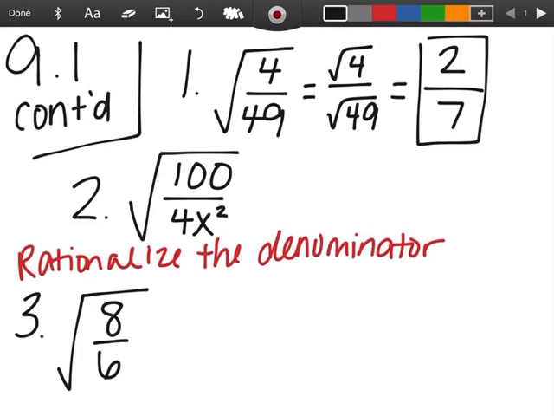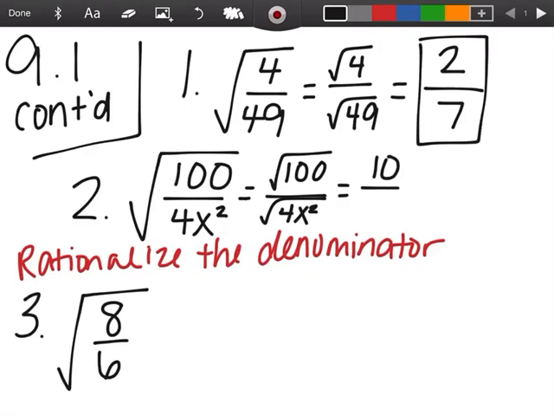So same idea, number 2, the square root of 100 over 4x squared. I can think of this as the square root of 100 over the square root of 4x squared. I could reduce 100 over 4 if I wanted to, and we'll see how that affects our final step. So I can think of it just like this. The square root of 100 is 10. The square root of 4x squared. So the square root of 4 is 2, and the square root of x squared is x.